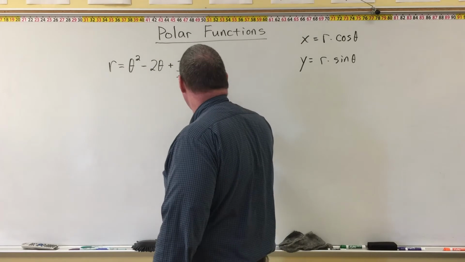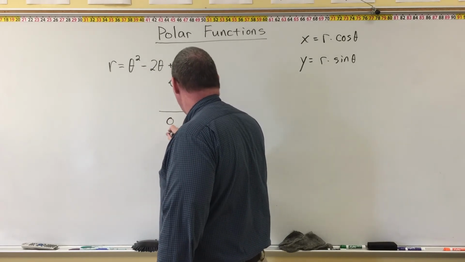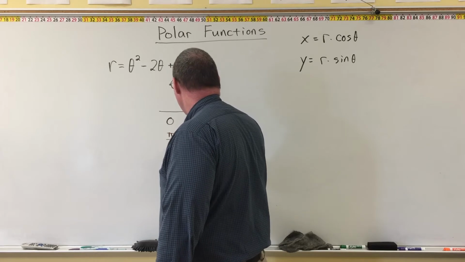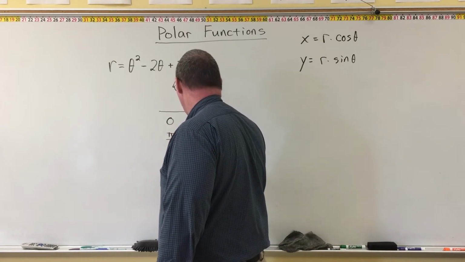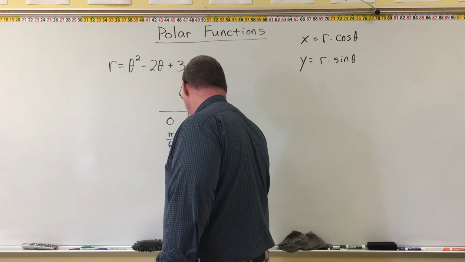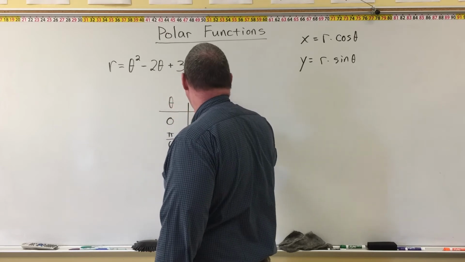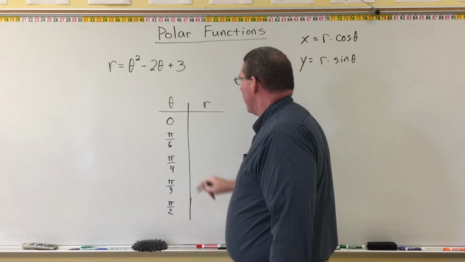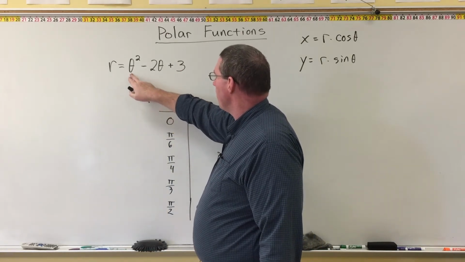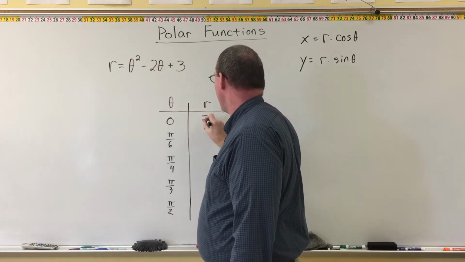But all I want you to do here is I just want you to create a table, and I want you to do your 0, your pi over 6, your pi over 4, your pi over 3, and your pi over 2. Okay? All right? And so this is our theta angle and then our radius. If we had a theta angle of 0, we'd put a 0 in here. 0 squared is 0, minus 2 times 0 is 0, plus 3, so we'd come up with a radius of 3.